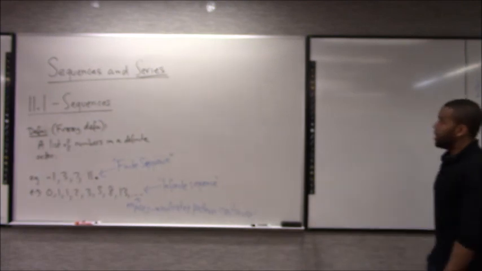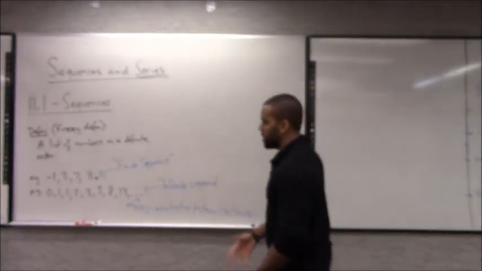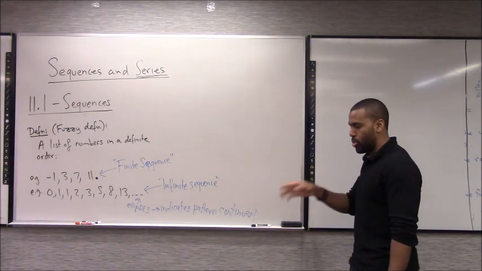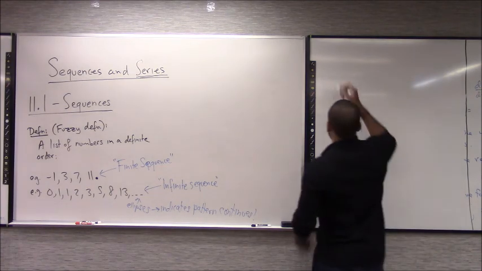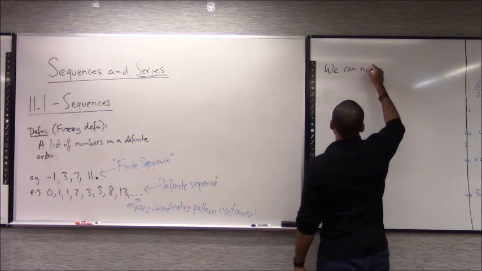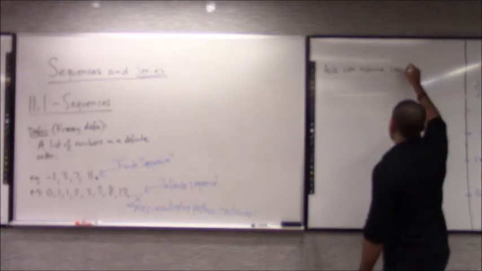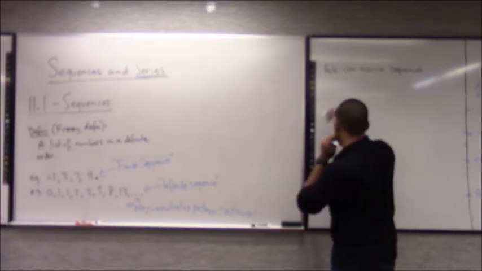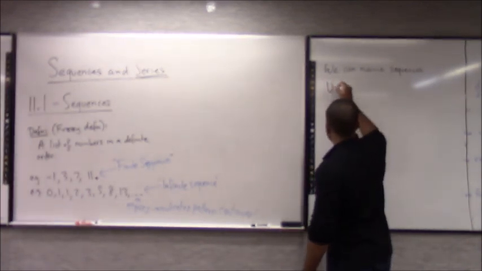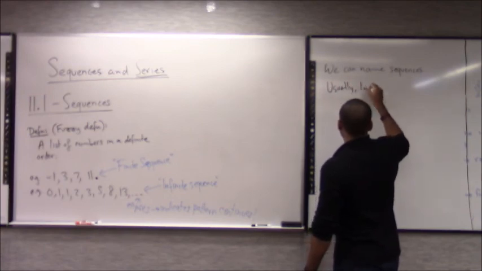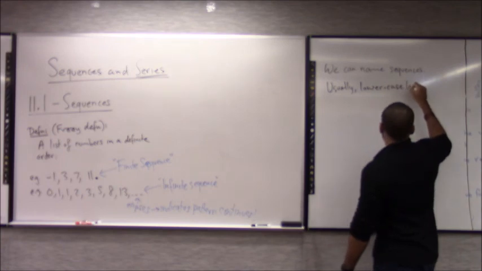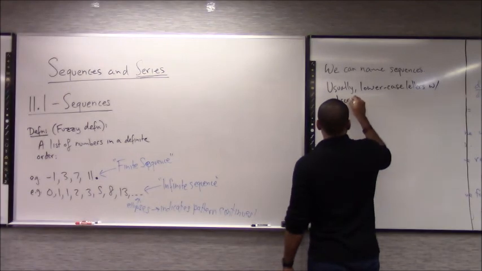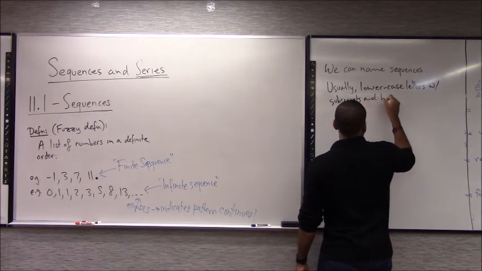It's just an example. So a list of numbers in a definite order, we call this a sequence. That's all it is, a list. There's just a specific way that we want to make this list. We can name them, just like we can name functions. In fact, we'll talk about sequences as functions pretty soon. Usually, lowercase letters with subscripts and brackets, curly brackets.